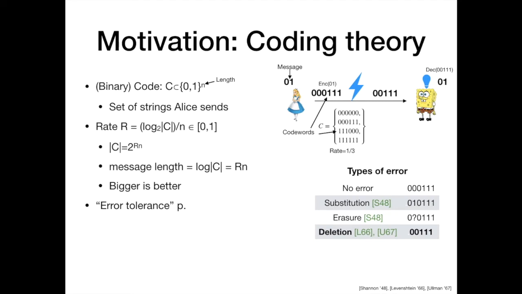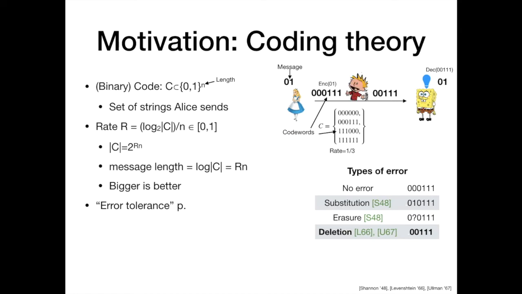So we have some notion of error tolerance P, and what exactly it means to have error tolerance P depends very much on the model of the errors being applied. What kind of errors, and are they adversarial, are they random? In this talk, we'll be dealing with deletion errors. So traditional coding theory studies substitutions and erasures. Substitutions are bit flips, and erasures are where you replace a bit with a question mark. Deletions are like erasures, but you don't know the positions of the deleted bits, so you get a strictly shorter string, a subsequence of the transmitted string.